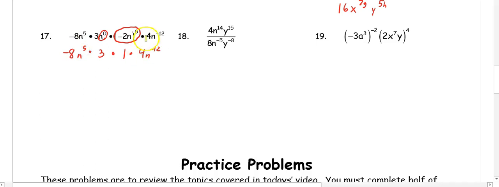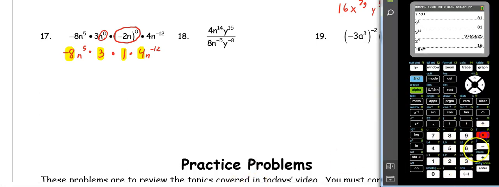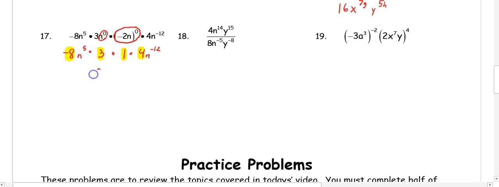So we can multiply all of these numbers together since they don't have an exponent. So if I do negative 8 times 3 times 1 times 4, we get negative 96, and we're going to add those exponents, 5 plus negative 12, which gets us negative 96 n to the negative 7th.